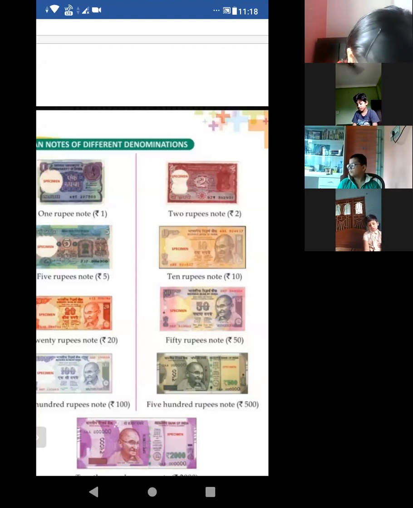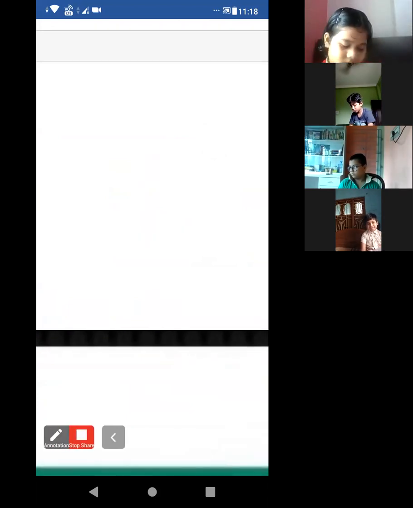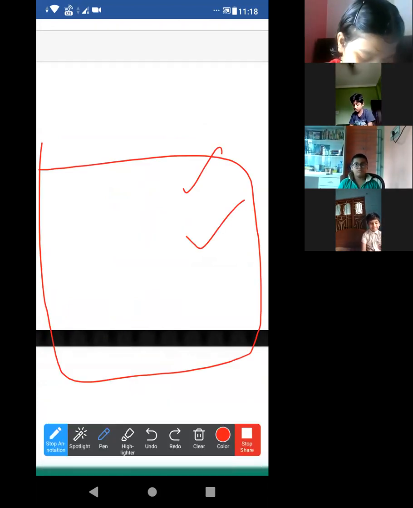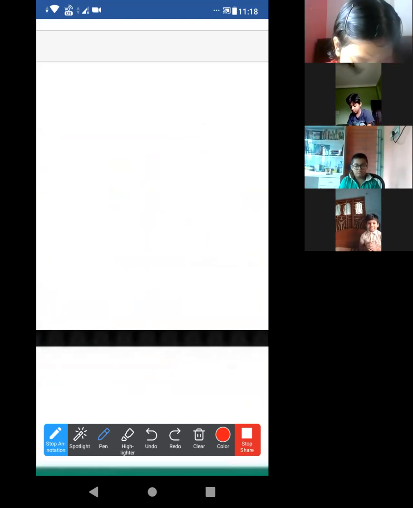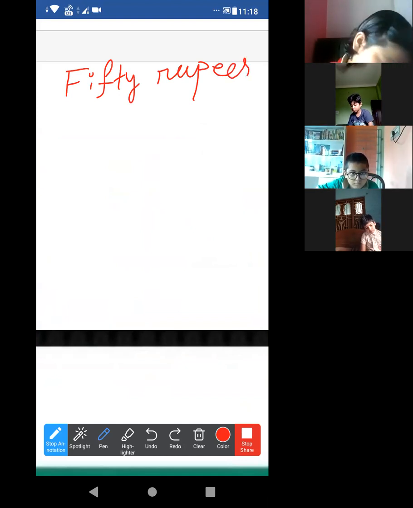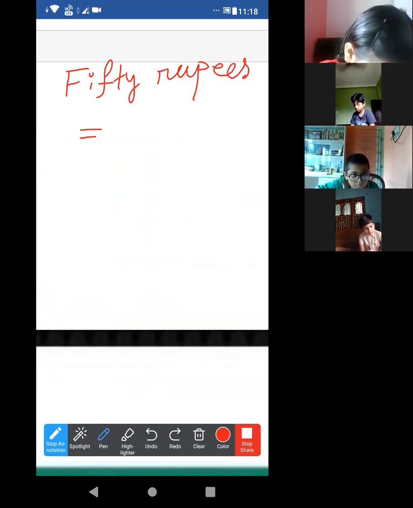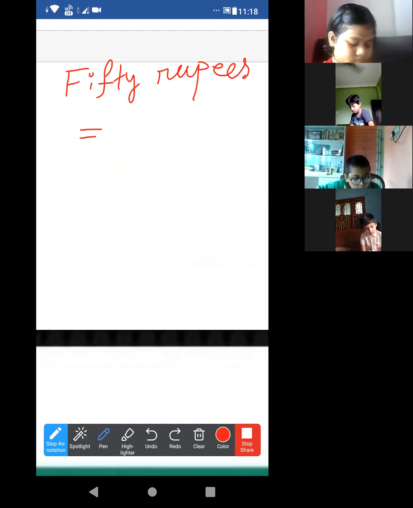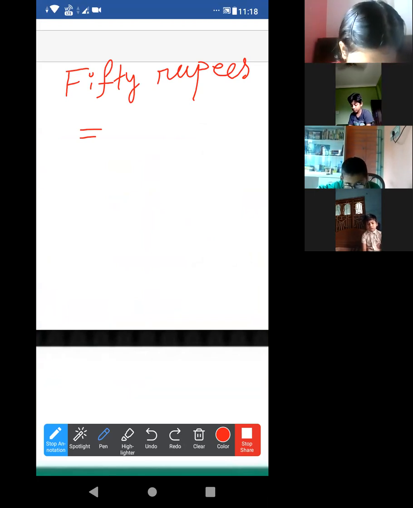Now look at this. Suppose I am giving you 50 rupees. Then how to write this one? By using symbol. 50 rupees. Note down this one. 50 rupees. How to write? How to use the symbol? By using symbol, write it.